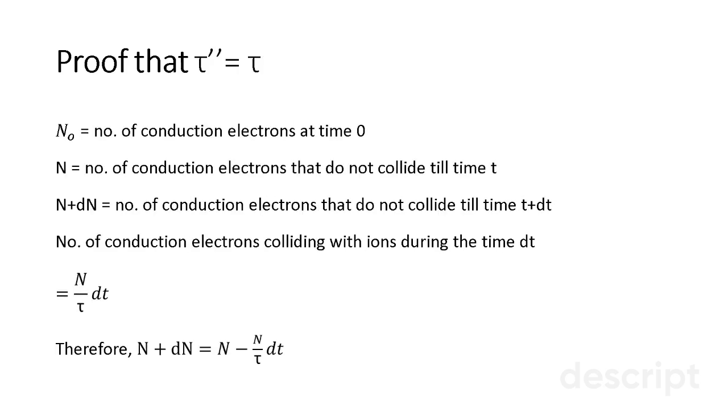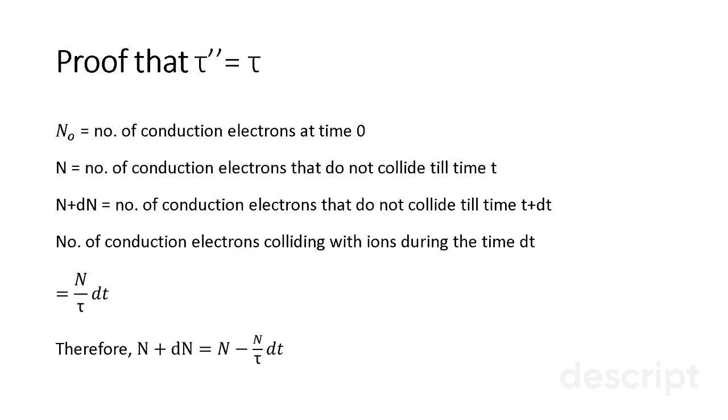Next, we will prove that tau double prime equals tau. Suppose n0 is the number of conduction electrons at time 0, n is the number of conduction electrons that do not collide with ions till time t, n plus dn is the number of conduction electrons that do not collide with ions till time t plus dt. As you can see, n plus dn will be less than n. This is because some electrons would have collided with ions during the interval dt.